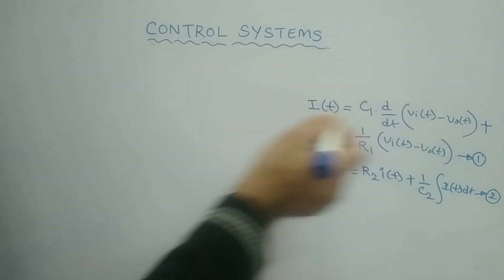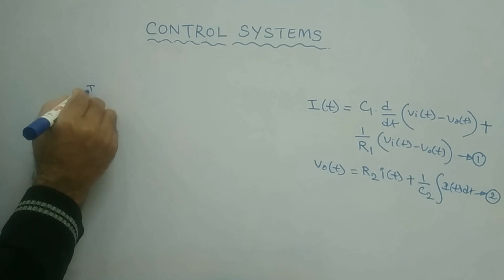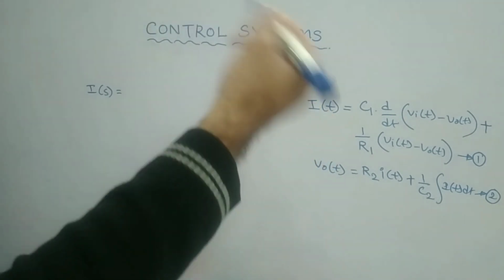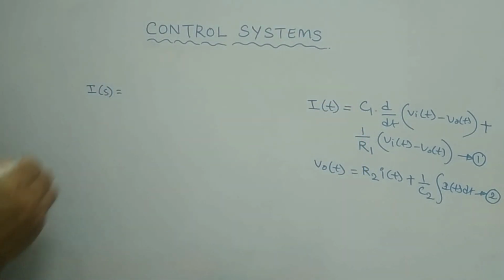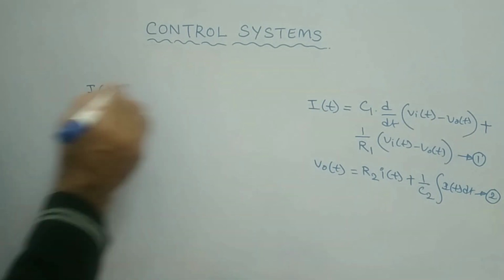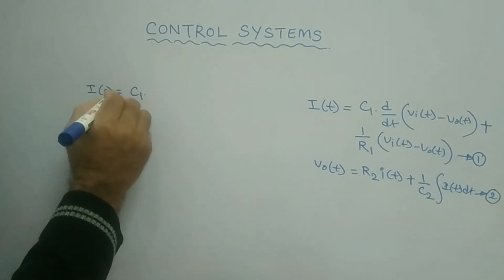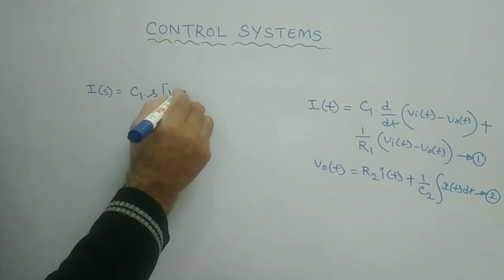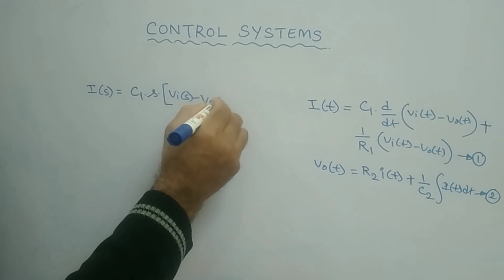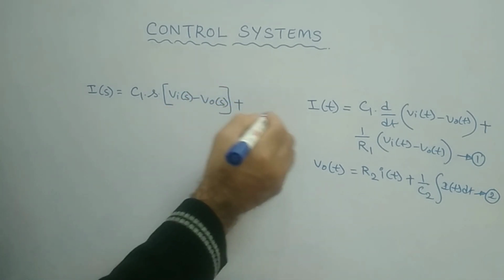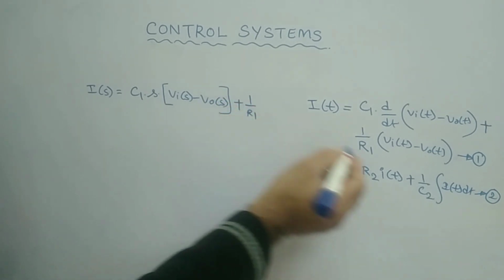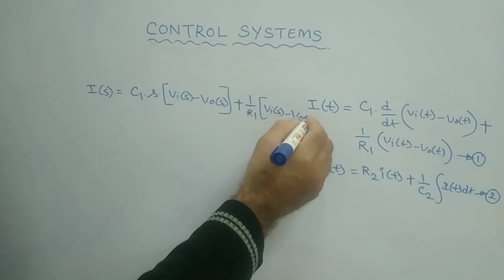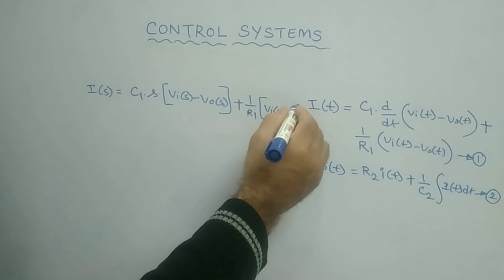If you apply the Laplace transformation to equation number 1, then it becomes what? It is I of s. The time domain, t domain, is converted into s domain after the application of the Laplace transformation. I of t becomes I of s. It is C1 into d by dt, which is nothing but s, and then Vi of s minus V naught of s, clear, plus 1 by R1 into Vi of s minus V naught of s. This is after application of the Laplace transformation.